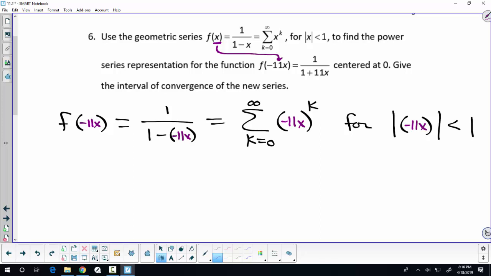f of x equals 1 over 1 minus x is equal to the summation of x to the k. That's right, that's just the geometric series. We'll replace r with x. Do you remember the geometric series was this? And then that converges to a over 1 minus r, if the absolute value of r is less than 1, right? Converges to that.